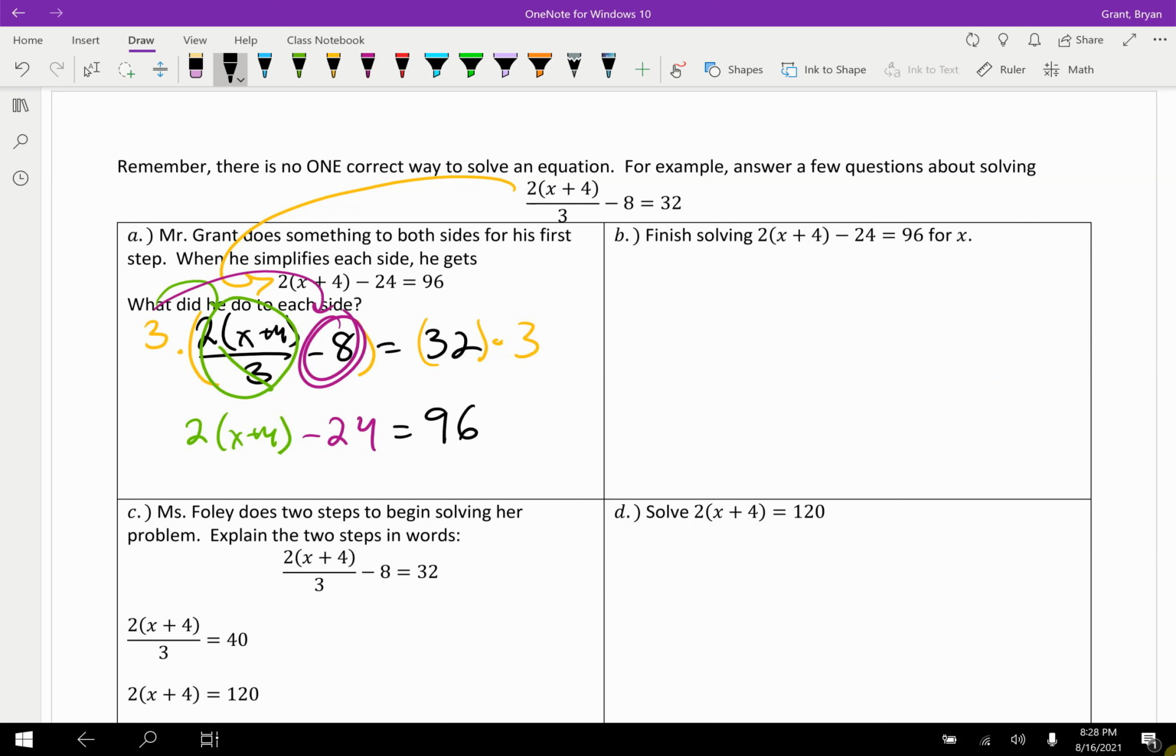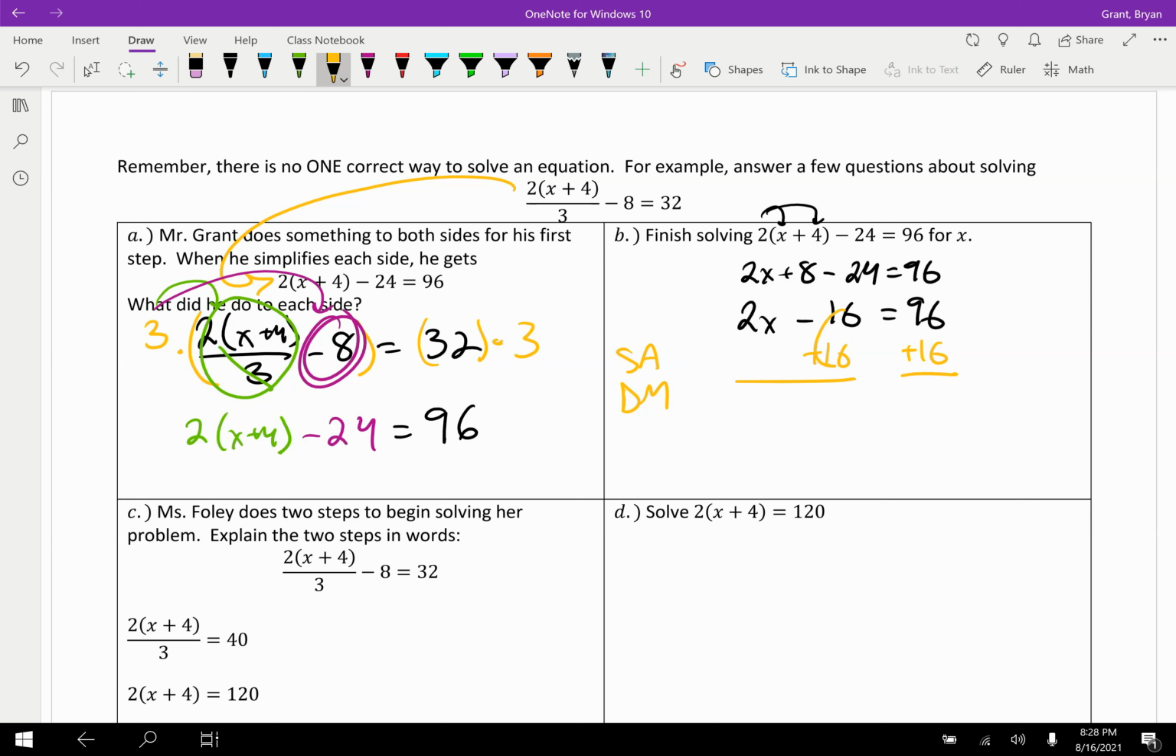Let's finish solving this. Well, now we're back to our usual steps. Distributive property first. 2x plus 8 minus 24 equals 96. Combine our like terms. 8 minus 24 is negative 16. And now it's SADMAP time. Add 16 to each side. 2x equals, let's see, 6 plus 6 is 12. It's 100 plus the 1 is 112.